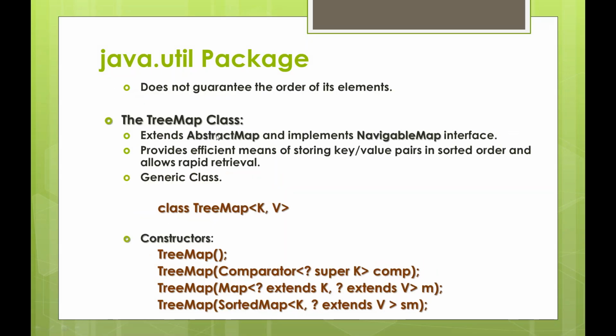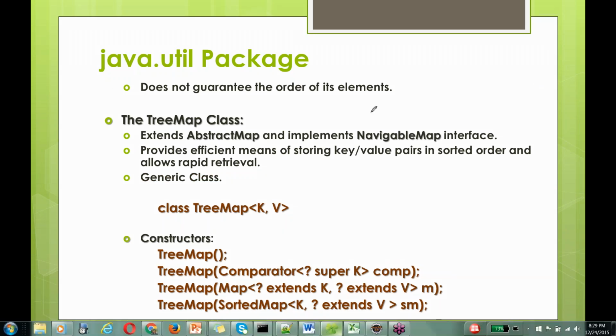Next you have the tree map class. Hash map, as we discussed in our hash set, won't guarantee the order of elements. The order in which you added them, when you try to display or read those objects stored in hash map, will not be the same order in which you added them into the map.